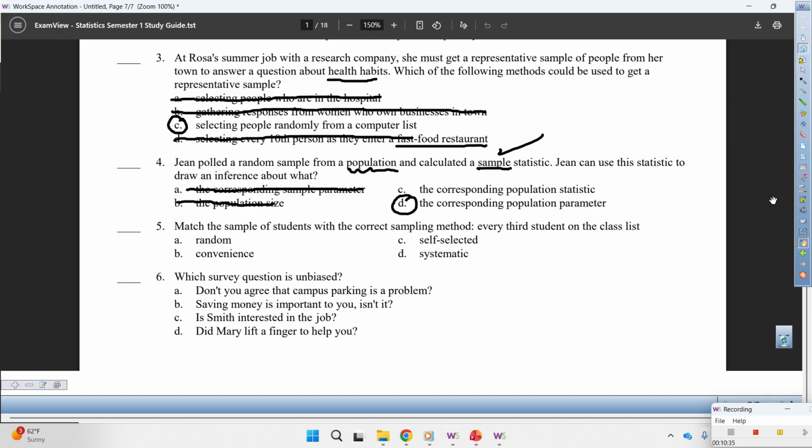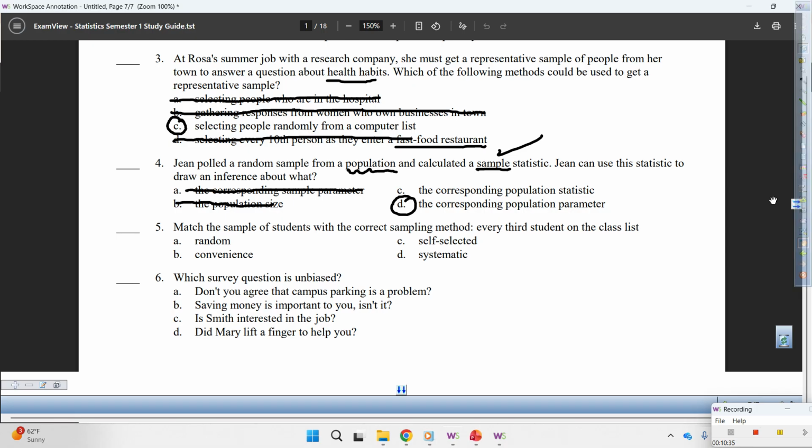Match the sample of students with the correct sampling method. Every third student on the class list. Tell your neighbor what kind of method that is. All right, pass someone, Lucas. Aaron, D. Hands if you agree with D. That is correct because it's every third, every fifth, every 10, and so on and so forth. Let's go to number 6.